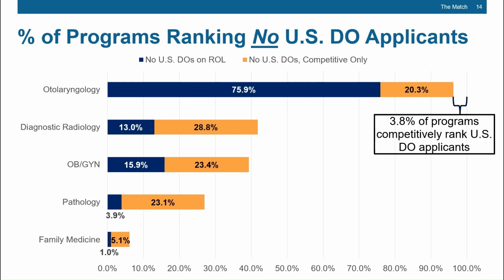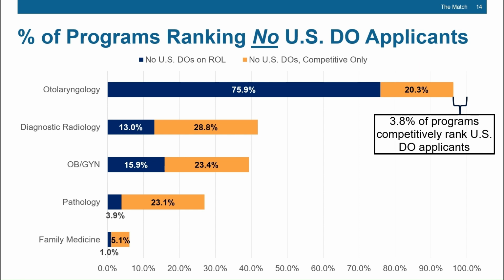The blue and orange bars on this slide represent the same concepts as the blue and orange slide I previously presented. Taken together, the blue and orange bars represent the percent of programs that did not rank any USDO applicants competitively. For example, 96.2% of ODO programs did not rank any USDOs competitively, meaning 3.8% of programs ranked at least one USDO applicant.